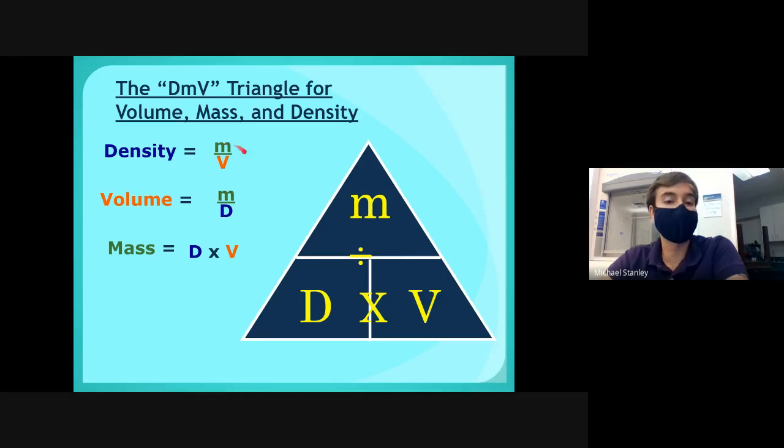All right, so knowing these three guys is pretty important. Your assignment for today and on Monday is based around it. So does anybody have any questions, anything about our density, volume, mass equations that you're still a little confused on?